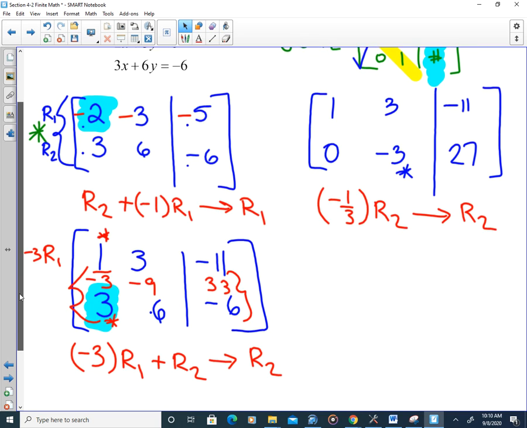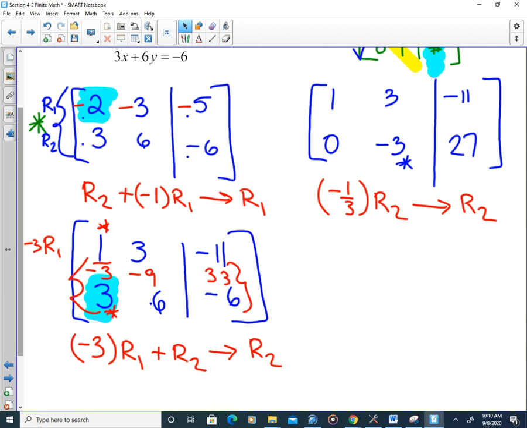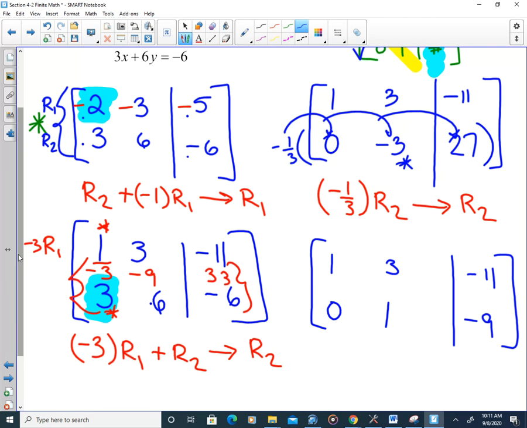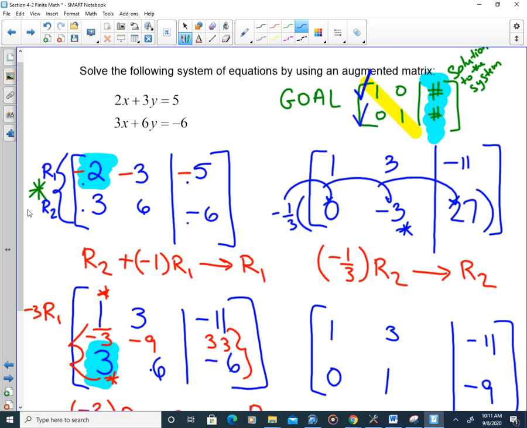So let's see what we got. We'll take negative 1/3 times row 2, replacing row 2. So that means row 1 is staying the same. So just copy down row 1: 1, 3, negative 11. Now I'm going to take negative 1/3 times this whole row. You've got to multiply everything by negative 1/3. So negative 1/3 times 0 is 0. Negative 1/3 times negative 3 is 1. Negative 1/3 times 27 is negative 9. So we're almost done. So we got 1, 0, 1.